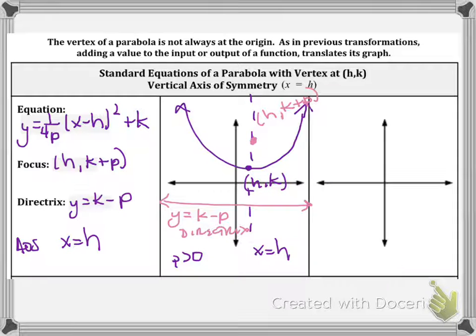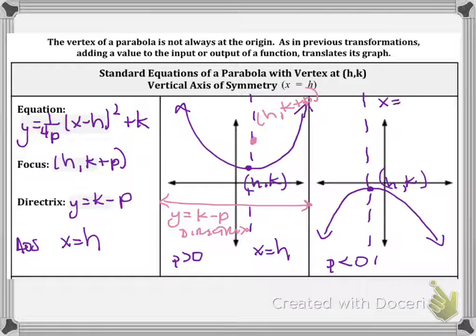So then when p is less than 0, we know that it's pointed down, and this is very similar. So let's make a parabola opening down here, and then this is our (h, k). The axis of symmetry is on this line, x equals h. Our focus is inside the parabola here. So the focus is at (h, k plus p), and then the directrix is a line on the opposite side, y equals k minus p. So this is all when the parabola opens up or down.